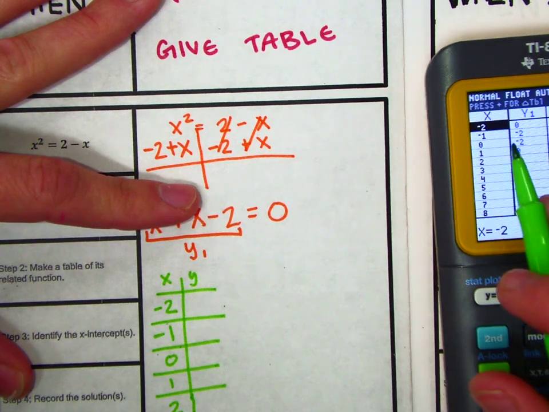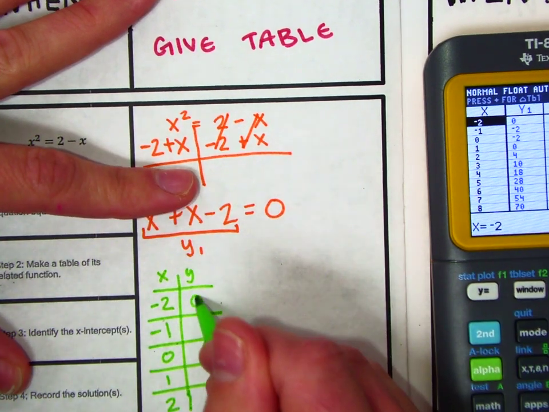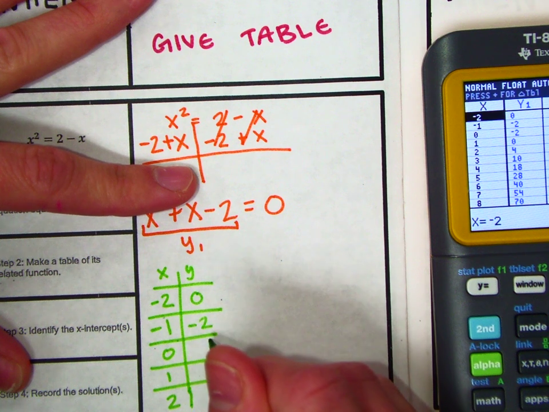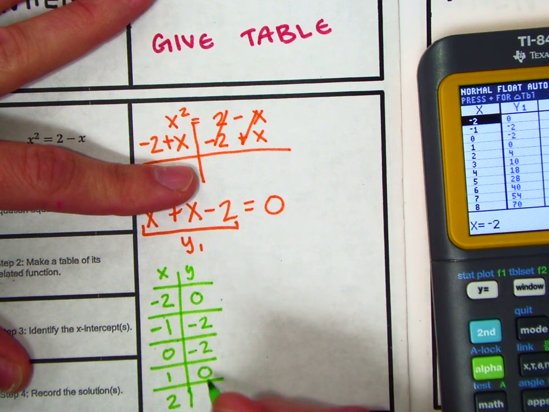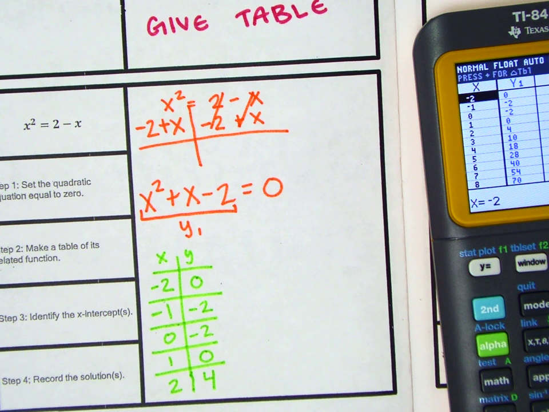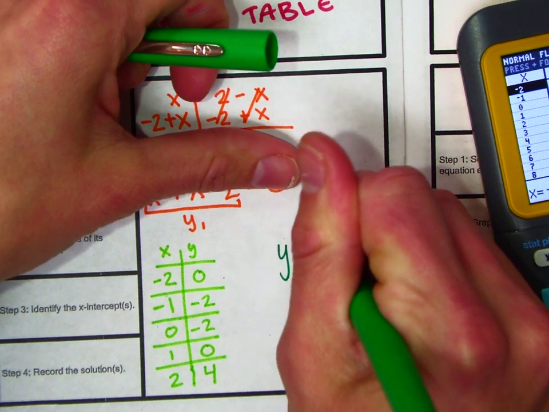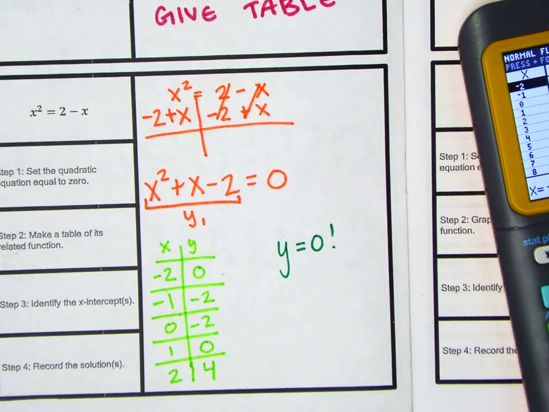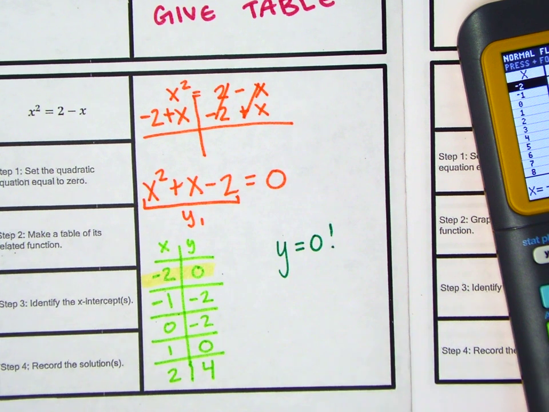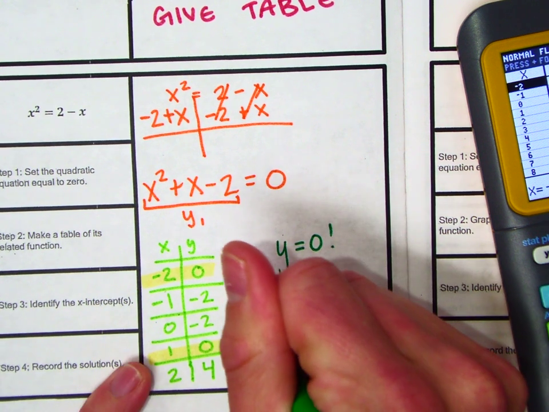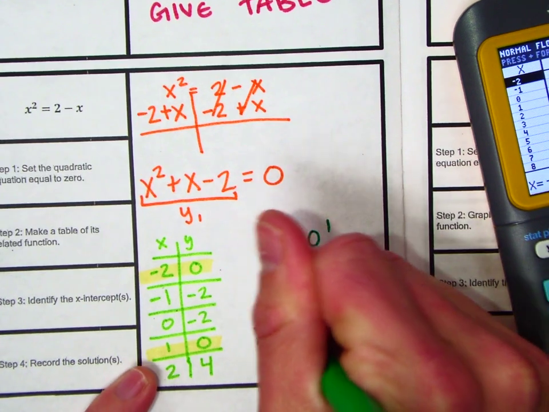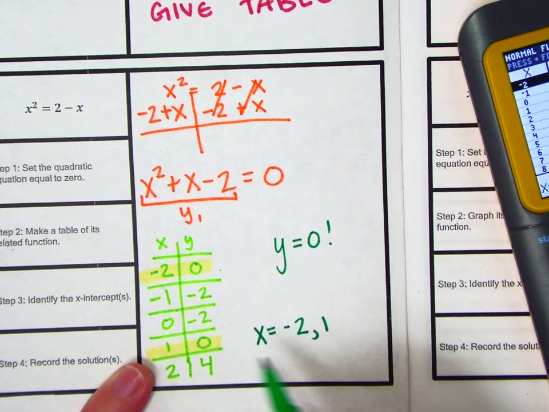All right, so I'm going to scroll up. -2 is 0. -1 is -2. -2, 0, and 4. So I'm looking for the points when the y value is 0. So your solutions are when y is 0. So that's what you're looking for. So my y is 0 in two places here. It is at -2 and at 1. All right, so when y is 0, that's going to give you your solutions. So my solutions on this one are x equals -2 and 1.